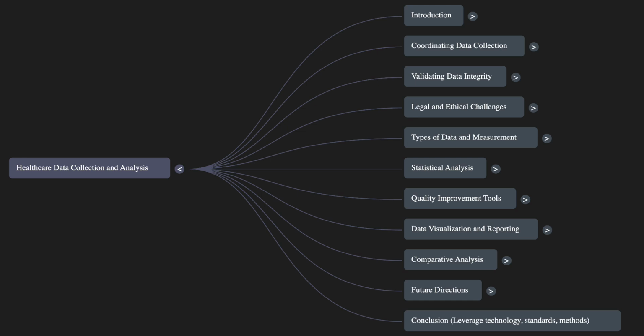Ah, so you can benchmark. Yes. And there's a growing focus on patient-reported outcome measures, PROMs. PROMs, what are those exactly? They capture the patient's own perspective on their health. Things like pain levels, quality of life, functional status, stuff you don't always get from just clinical tests. Okay. That's subjective experience. That adds a really important layer.